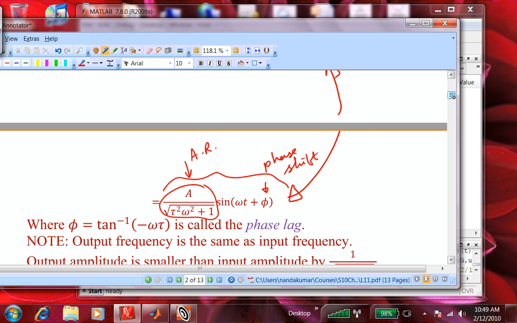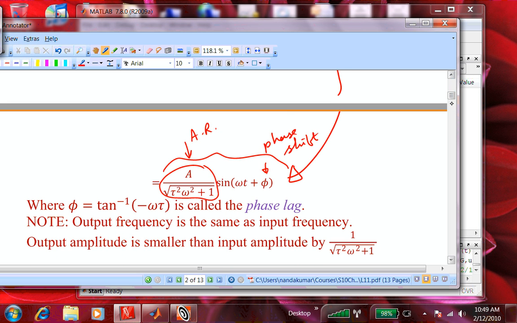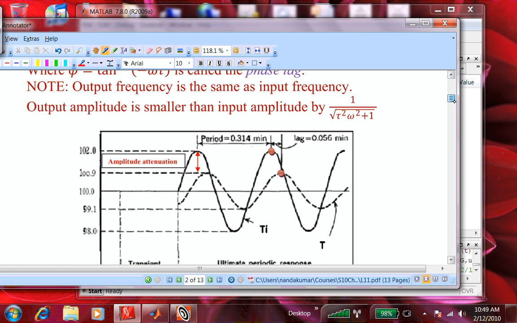If you plot this, am I going fast or are you guys okay with that? Any questions? Okay. So this is how the output will look like.